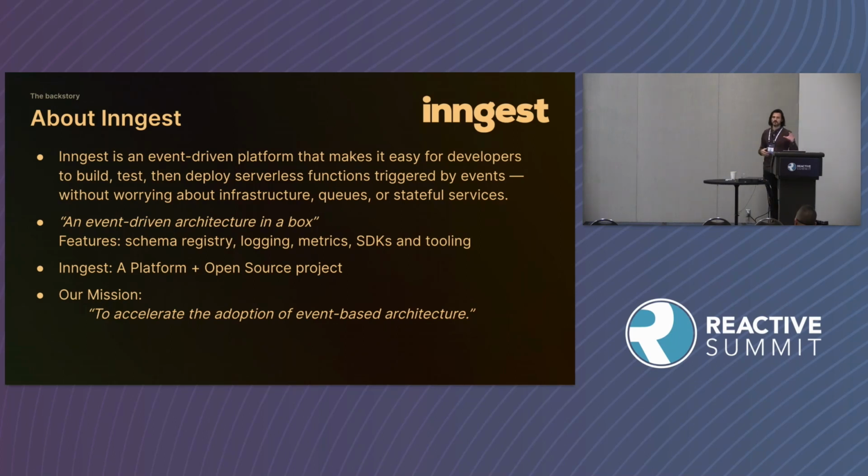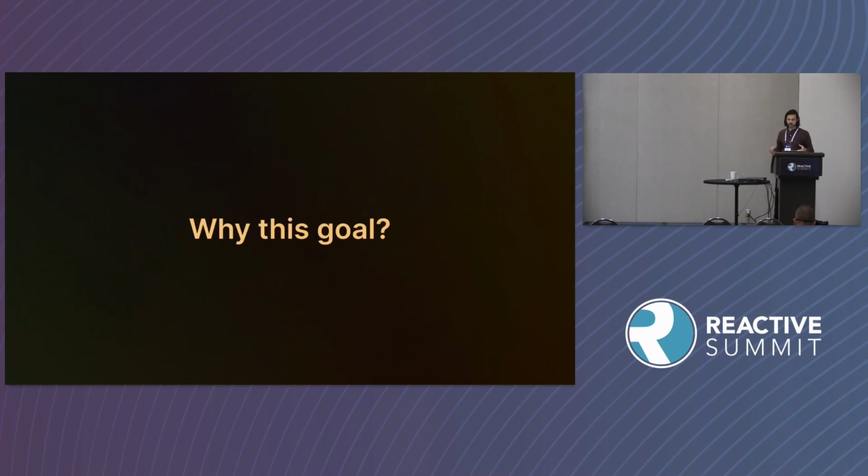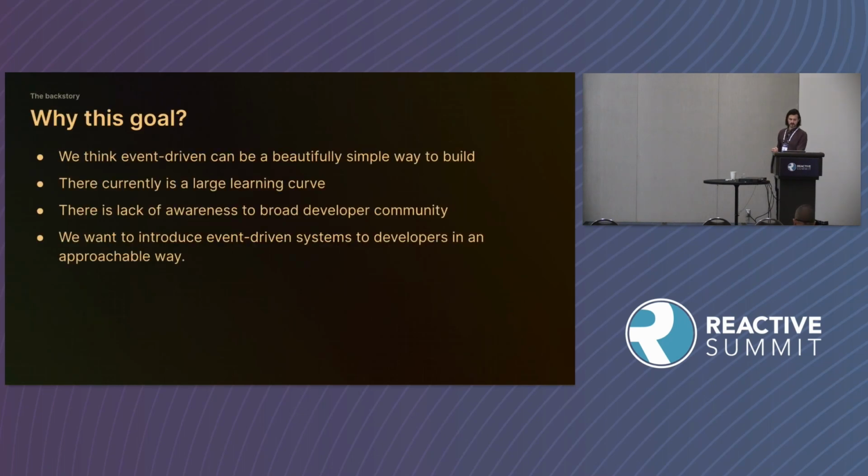So Inngest is both a developer platform and an open source project. You'll see me talk about both today, but as I talk about the architecture and the system, I'm going to lean into the open source and how it actually works. Our company's mission is broadly to accelerate the adoption of event-based architecture. Now, why this goal? Why is it important in the context of this talk?